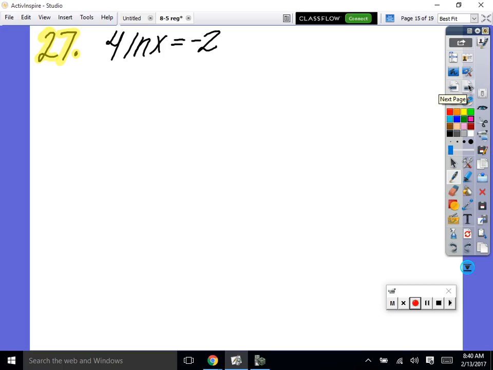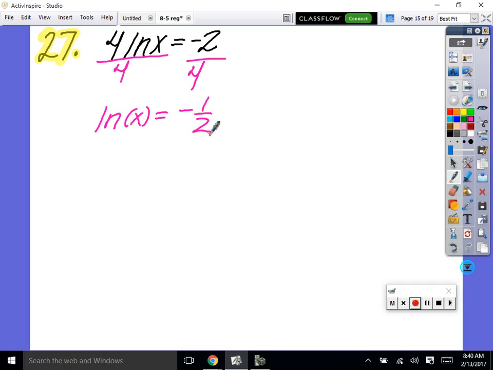Here we go, solve the ln. So the first thing you do is isolate the log. So what should I do first? Divide by 4, right? Isolate the log. So then we have ln of x equals negative 1/2, correct?